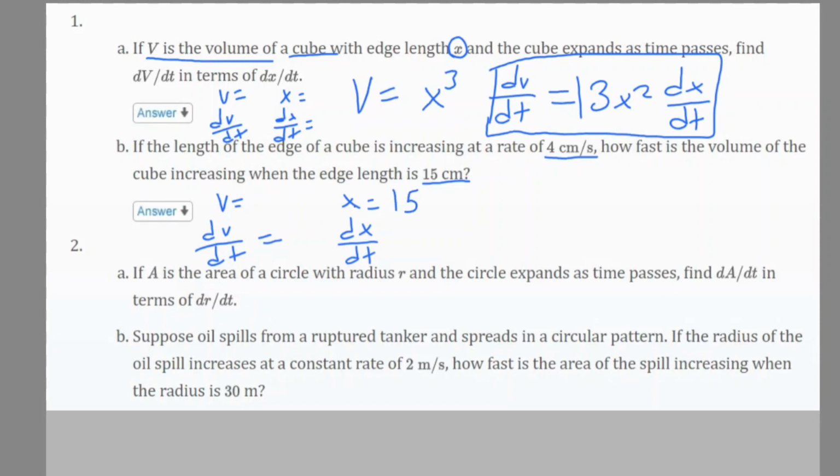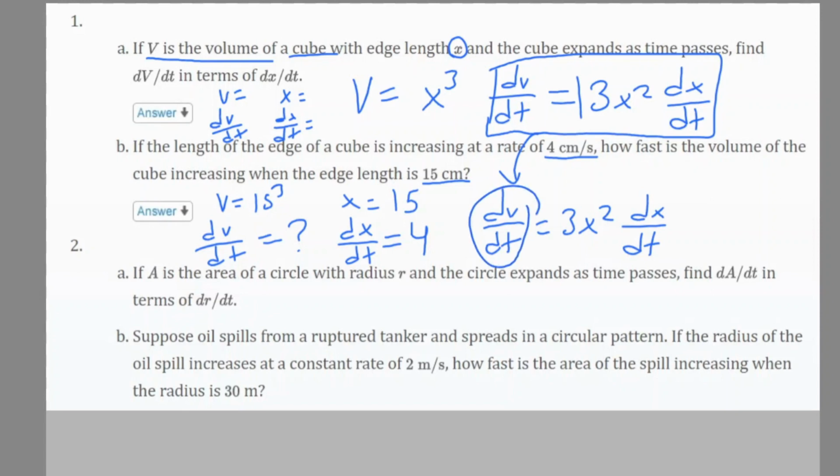x is going to be 15 because that's the edge length. The rate at which the edge is increasing is dx/dt, which is going to be 4. And we know the volume of a cube is x cubed, which is 15 cubed. But in this question, we're actually not going to use the volume, but we can just write it down. And dV/dt, we don't know that. That's our unknown. So let's take this derivative function and write it down: dV/dt equals 3x squared dx/dt. Now all we need to do is plug it in and find out what dV/dt is.